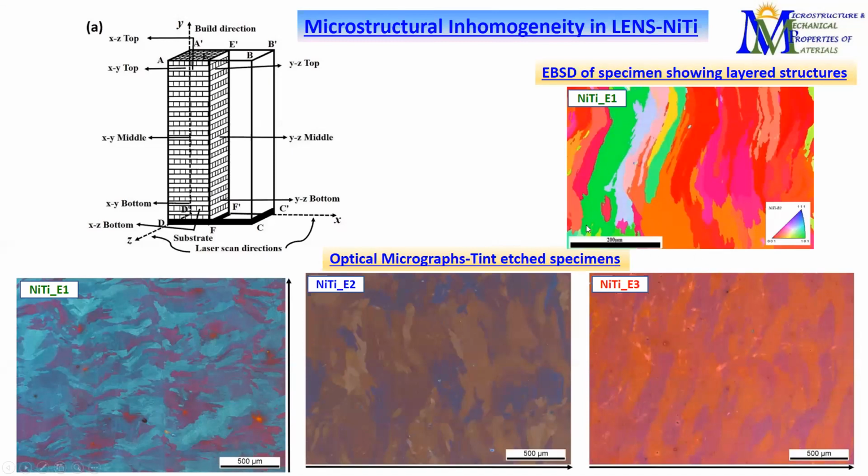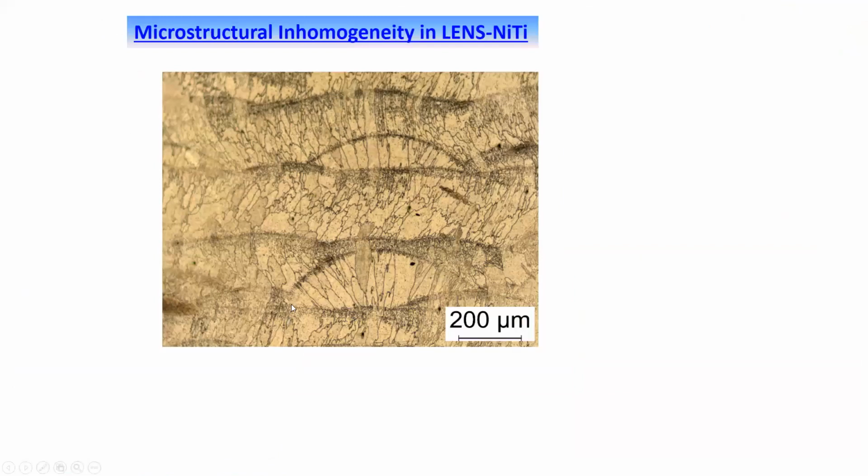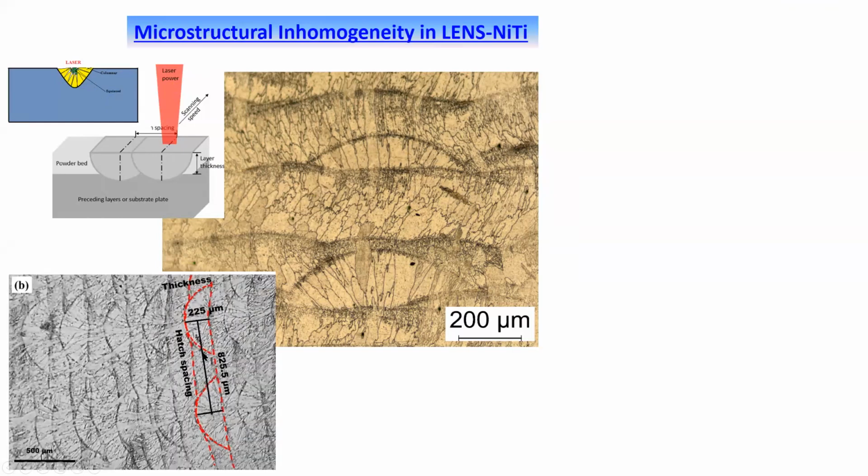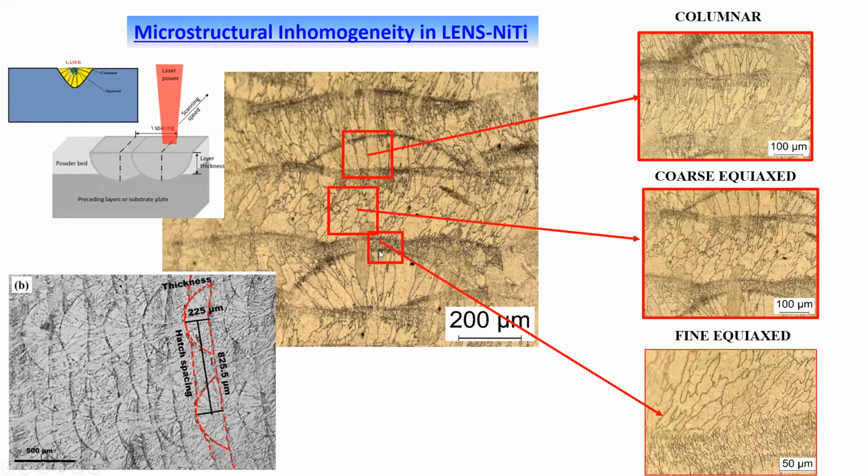If we look into it in more detail, we see that this has a typical hatch structure. These are formed because of the movement of the laser. This kind of circular loops are formed, and there are different morphologies of grains formed because of the heat distribution, as I explained earlier. If we look at this more closely, we have determined the layer thickness as well as the hatch diameter, etc. We can also figure out that there are different kinds of grain structures forming. We have columnar structure here, whereas we have coarse equiaxed, fine equiaxed, and so on.